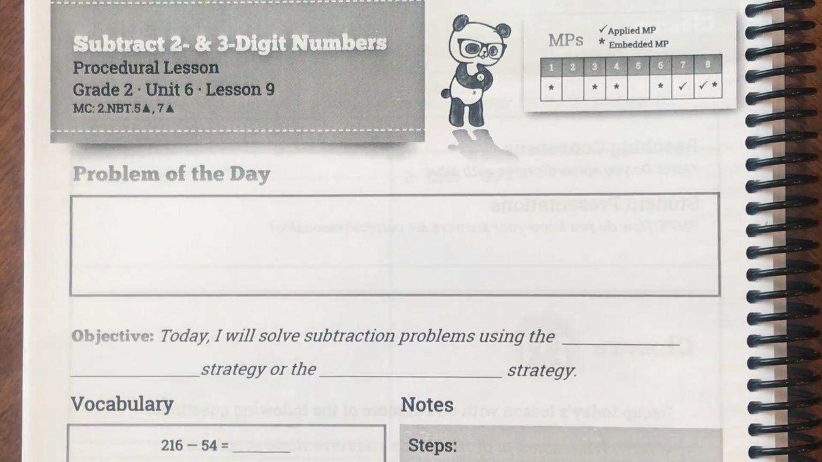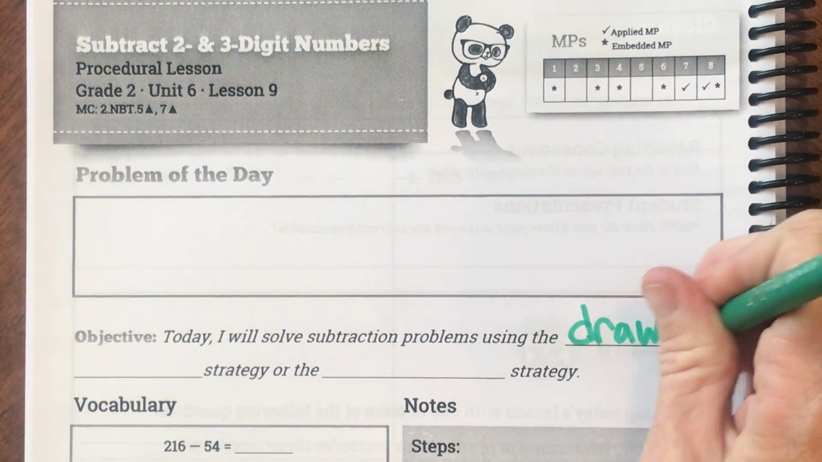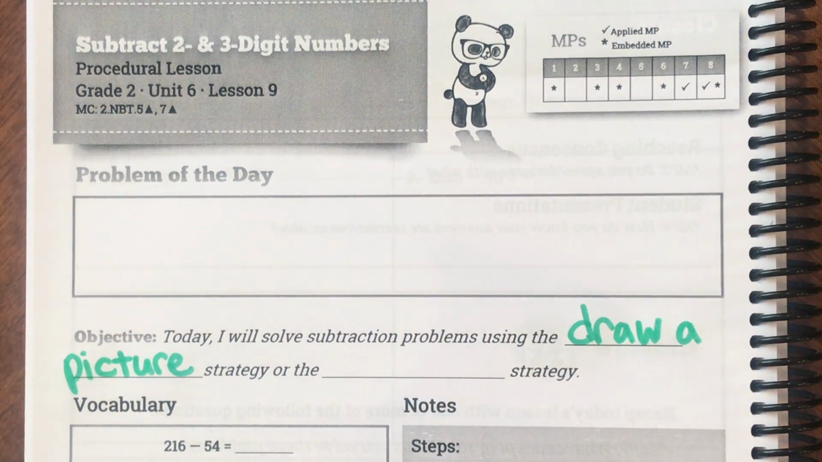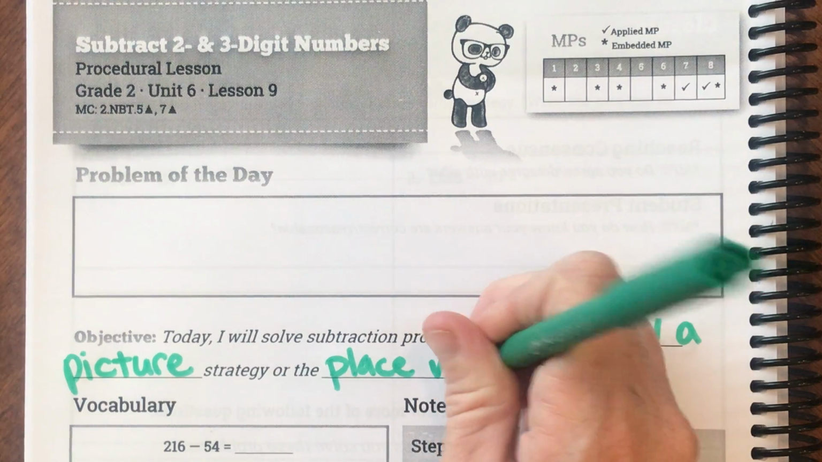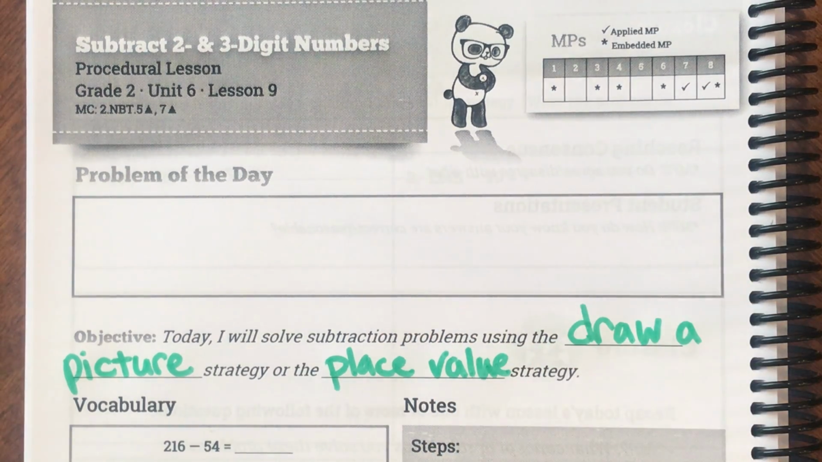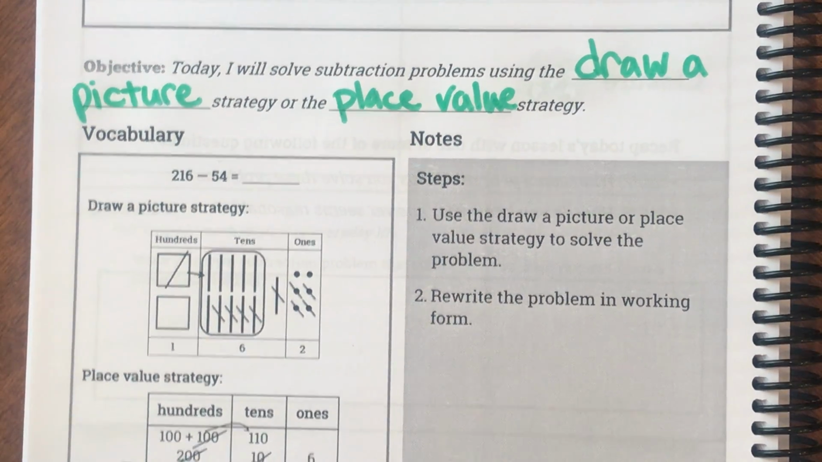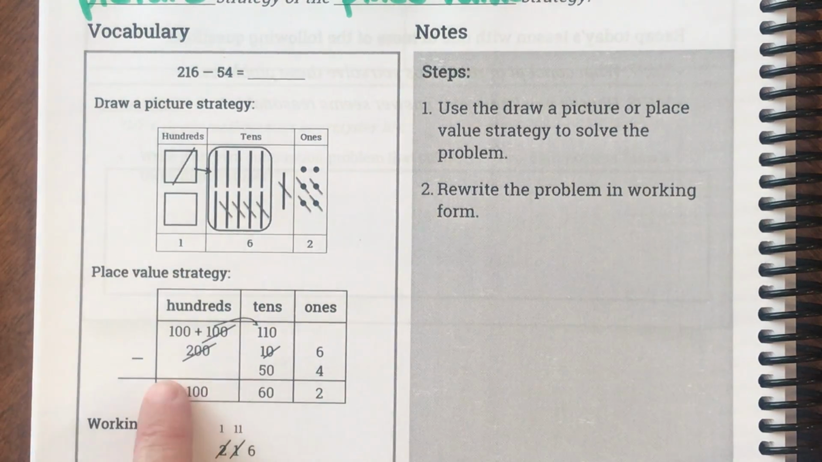Today we're on page 111, and our objective today is I will solve subtraction problems using the draw a picture strategy or the place value strategy. So if you notice that, boys and girls, this is nothing that we haven't done. We've been practicing both these strategies for quite a few days. So remember, this is an example of draw a picture strategy, and this is our place value strategy.